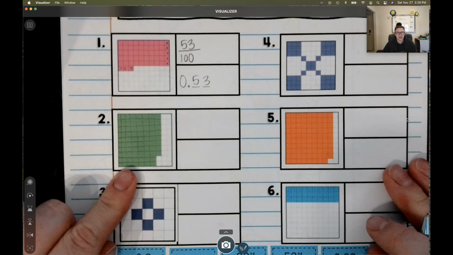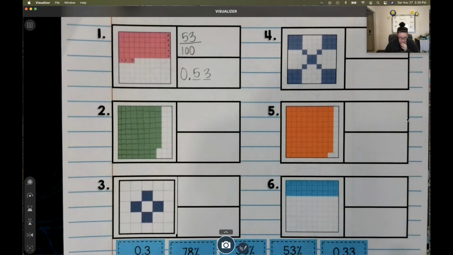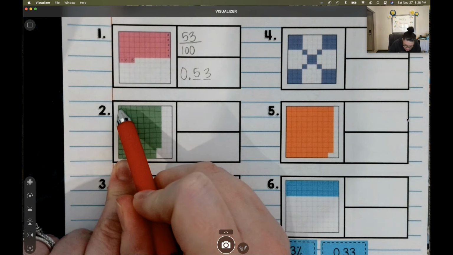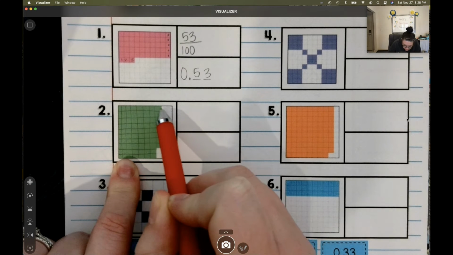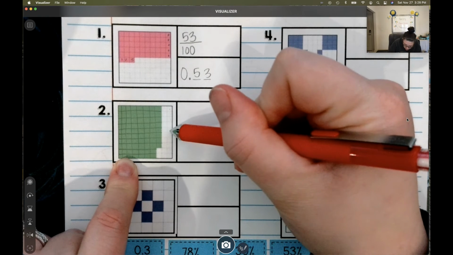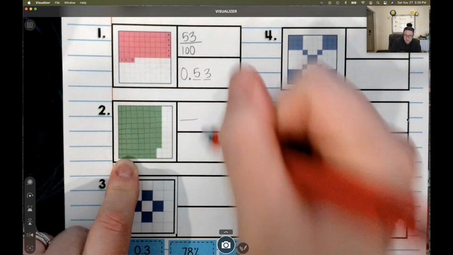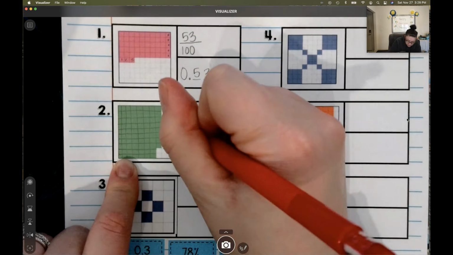On number 2, those lines get a little bit harder to see, so I drew over top of mine. Hopefully you're able to see yours. Let's count the sides. Make sure we know what sides it is. 1, 2, 3, 4, 5, 6, 7, 8, 9, 10. It's 10 by 10, so how big's the whole thing? 100.